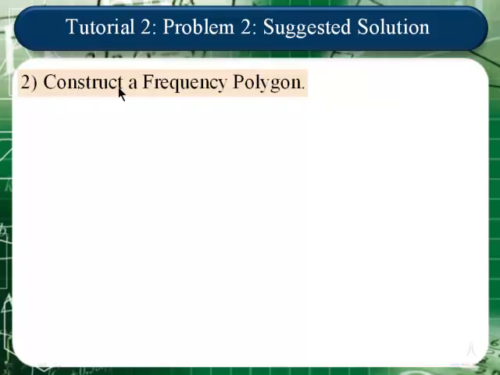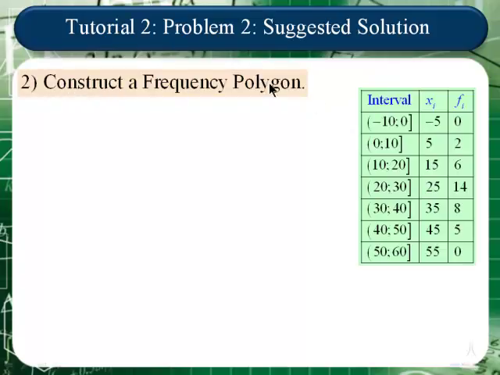Let us look at a suggested solution to problem 2 from tutorial 2, in which you need to construct a frequency polygon. So what we're going to do here on the horizontal axis, we're going to place the class mark. On the vertical axis, we place the frequency, and we add two additional classes, one also with a class width of 10, ranging from -10 to 0, with a midpoint of -5, and of course with a frequency of 0, and this is simply to ensure that the frequency polygon can be anchored on the left.